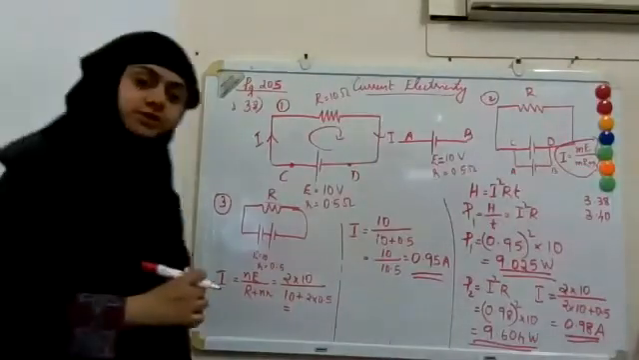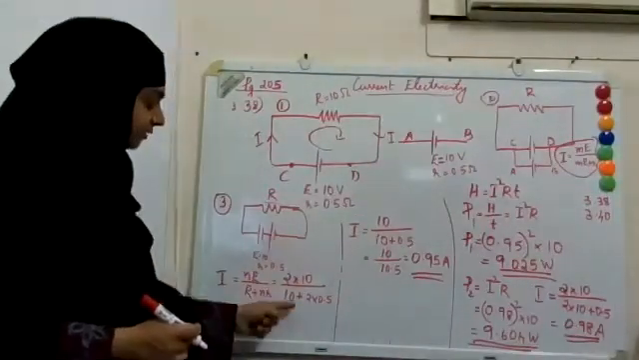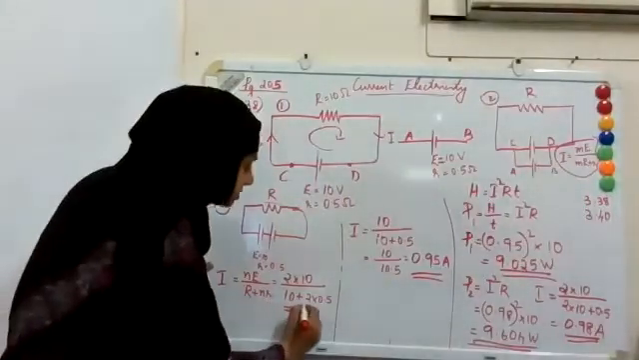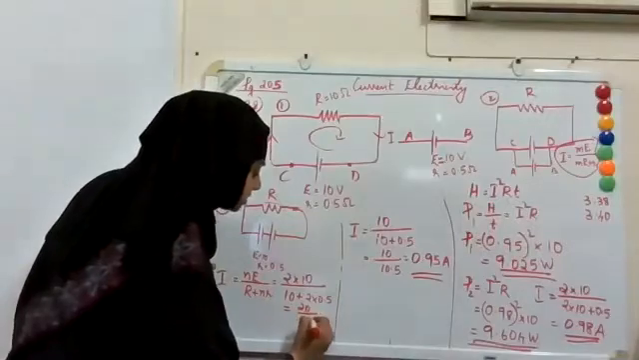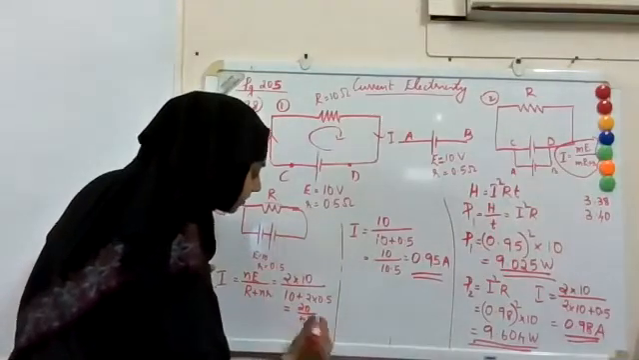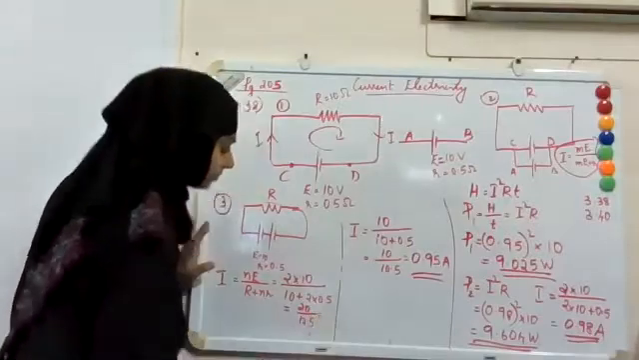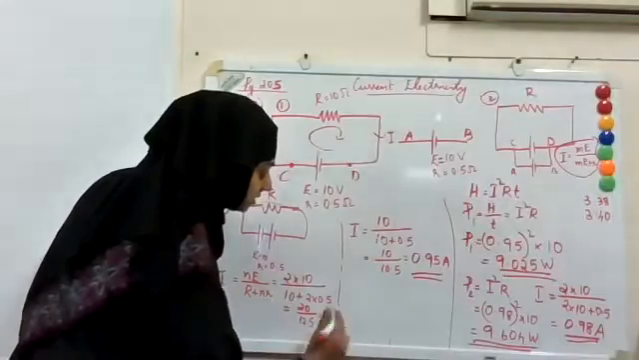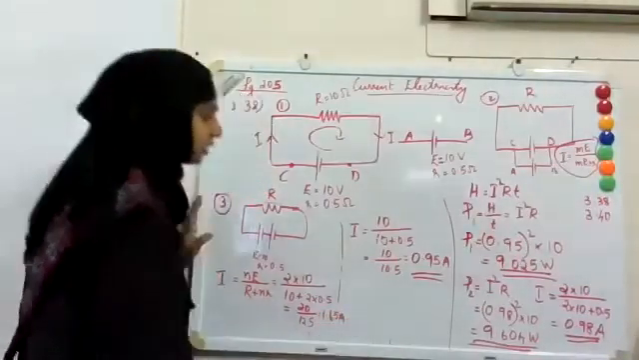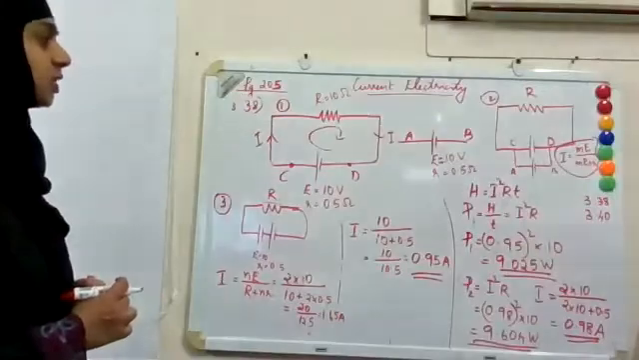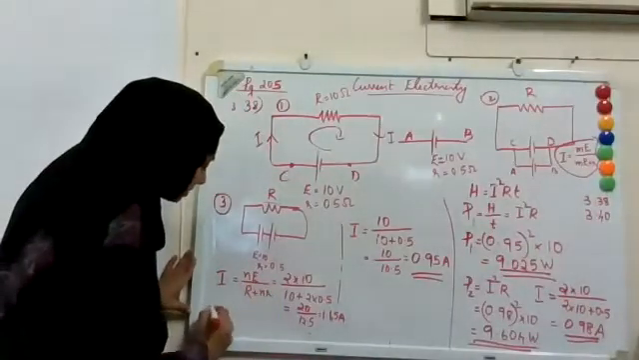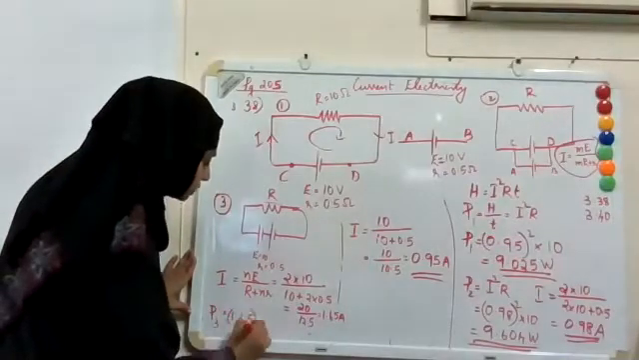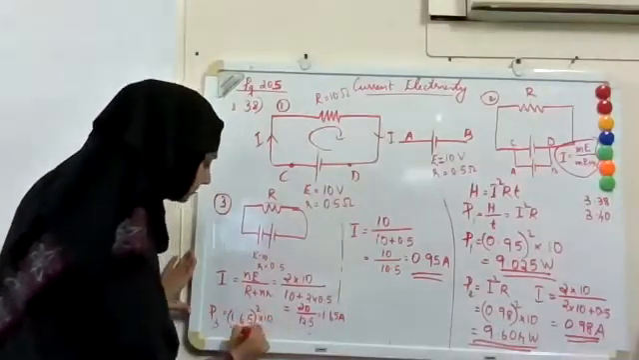You can use the calculator. 20 divided by 12.05. How much is 20 divided by 12.05? Is 12.5. Teacher, it's 1.659. 1.659 approximate. 1.65 amperes. Okay. So what will be the power? 1.65 the whole square into 10.